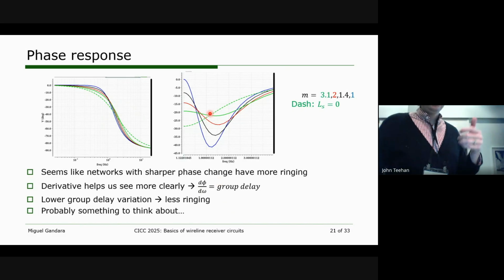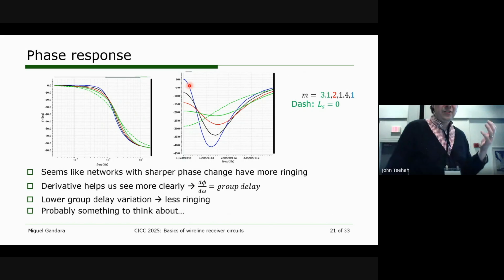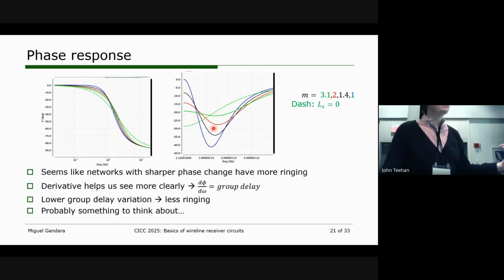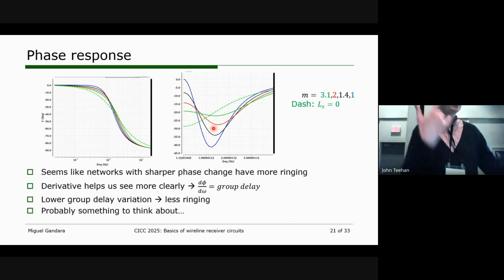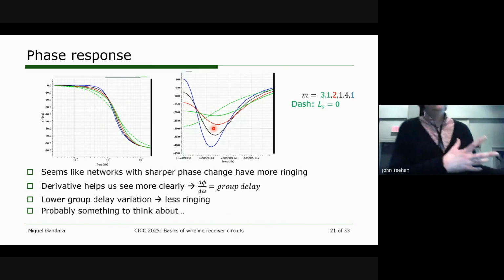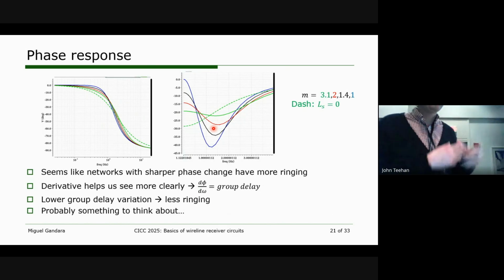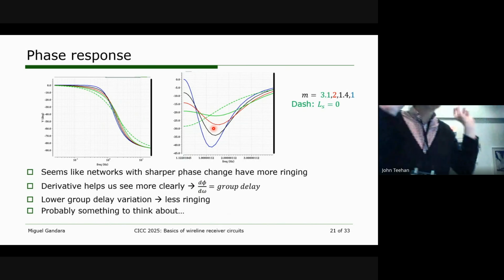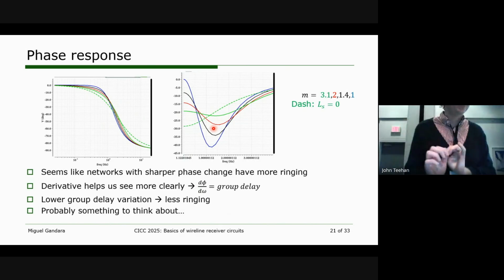We can see that the case that gave us the best settling response was also the case with the minimum group delay variation. This green case is the one with the minimum inductor size, and the group delay stays very close to -20. In all the other cases we see huge group delay variation, and those also tend to give us the largest overshoot and the worst time domain response. I won't go much more in depth on this, but it's something to think about in the future if you're designing these circuits.